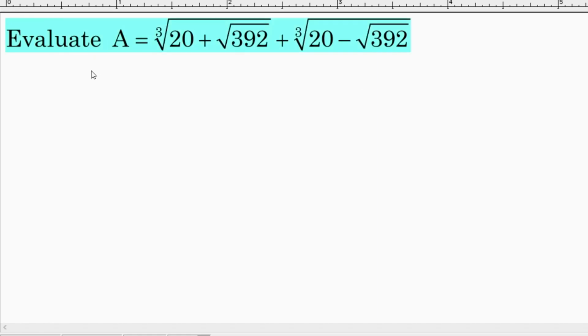Hi everyone, we are going to evaluate the quantity a here. So a is equal to the cube root of 20 plus the square root of 392, plus the cube root of 20 minus the square root of 392.